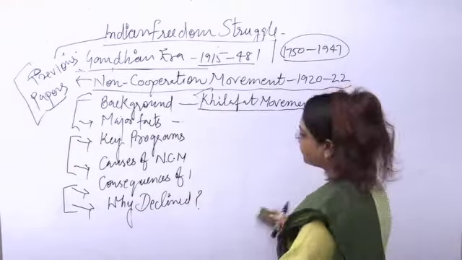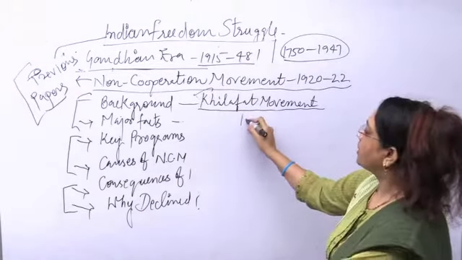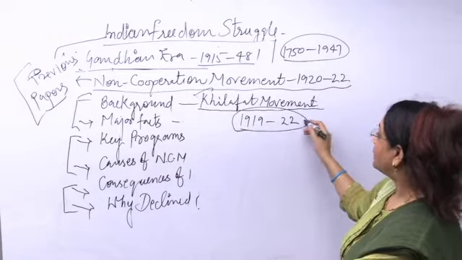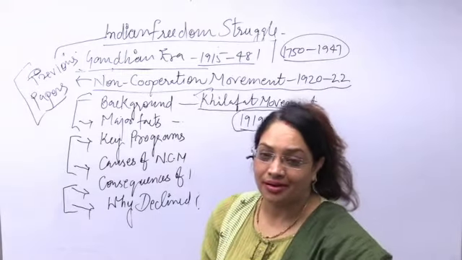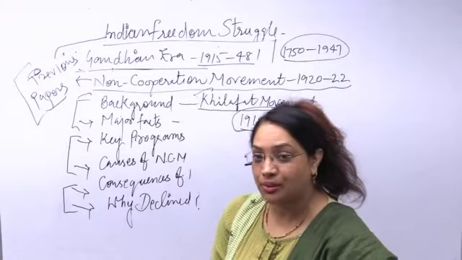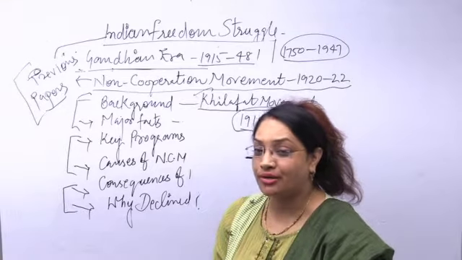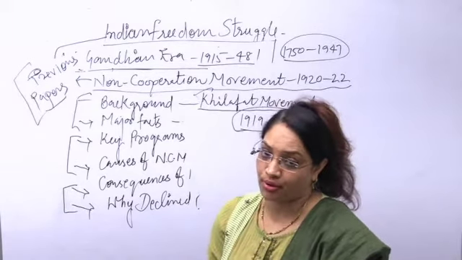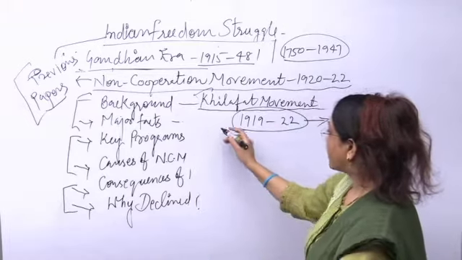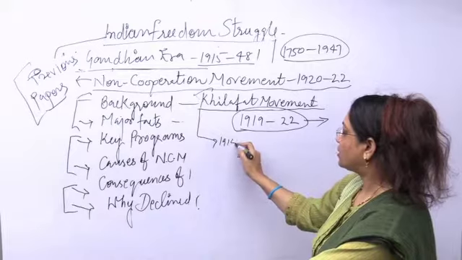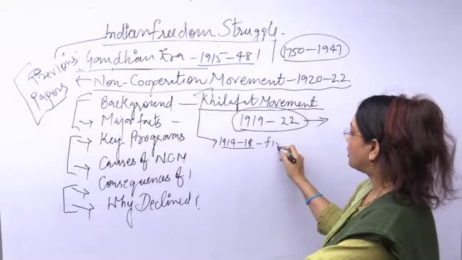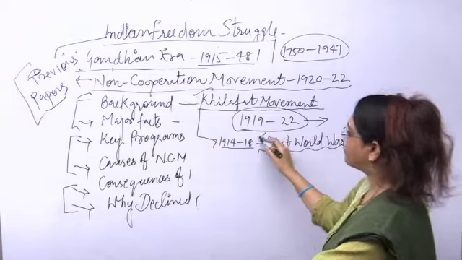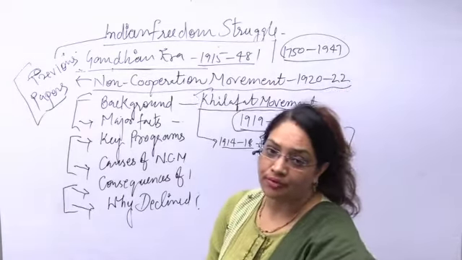Basically, in Indian history, the period from 1919 to 1922 was very important. Why? Because in this period, a lot of new things happened in Indian history, including in politics, in economics, and in the emergence of new ideologies. A lot of new ideologies emerged during this phase, especially the 1920s, right? So here, 1919, what happened? From 1914 to 1918, we know the First World War. In 1918, the First World War was finished, right?